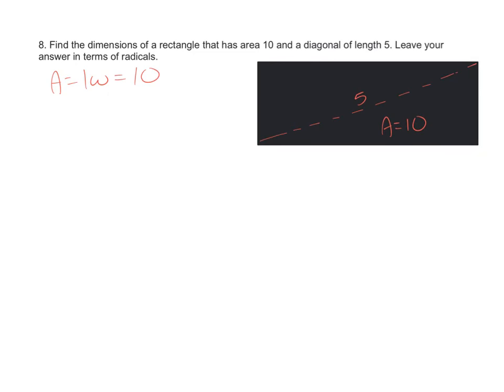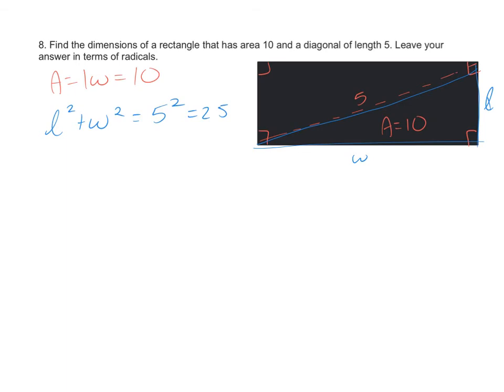And then, like right triangles, rectangles have 90-degree angles at each of its corners, right? So that means that we can create a right triangle with the diagonal and 2 of the sides. So we've got that the hypotenuse has to be 5, and then the legs have to be L and W, right? So that means that length squared plus width squared has to be equal to 5 squared, which is 25. And I've got my two equations. I've got length times width equals 10, and length squared plus width squared is equal to 25.